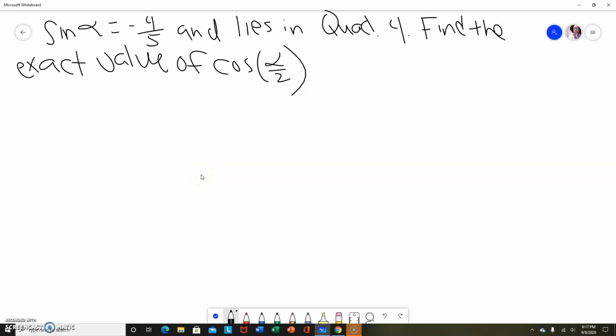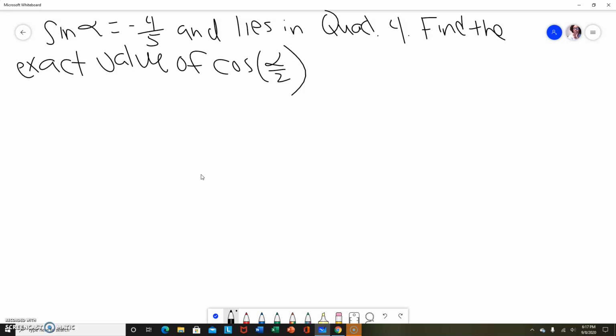Okay, so we are given that sine of alpha is equal to -4/5, and it lies in quadrant 4. It says find the exact value of cosine of alpha over 2. And so this is a half angle formula. So we're going to use half angle formulas to solve this. So the first thing we need to do is find out what cosine is, because we need cosine in our half angle formula for cosine.